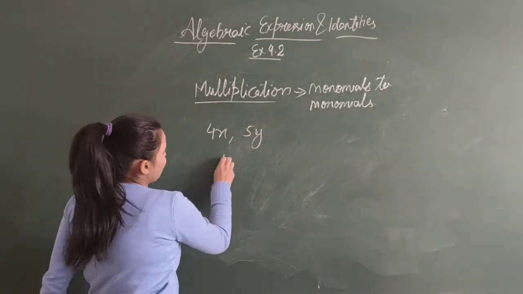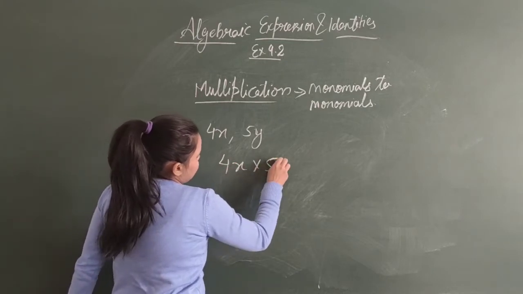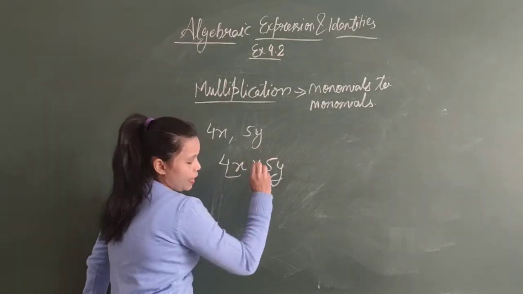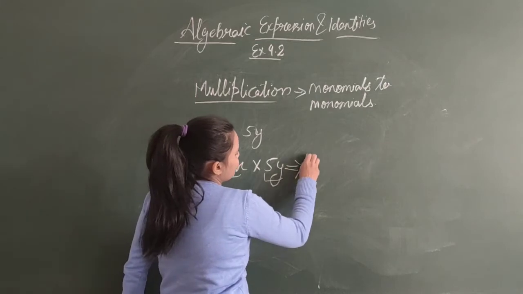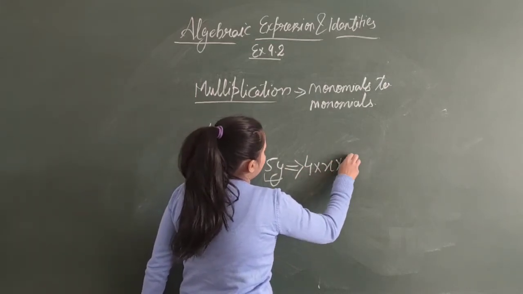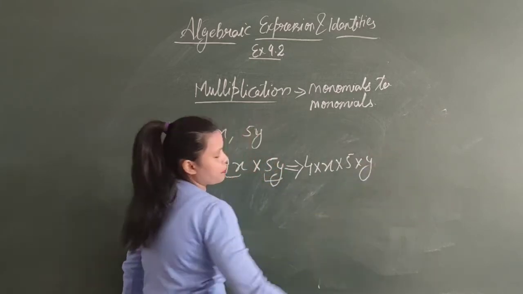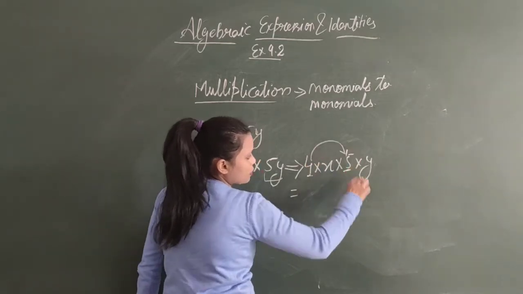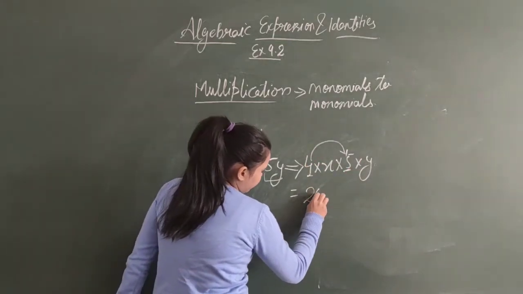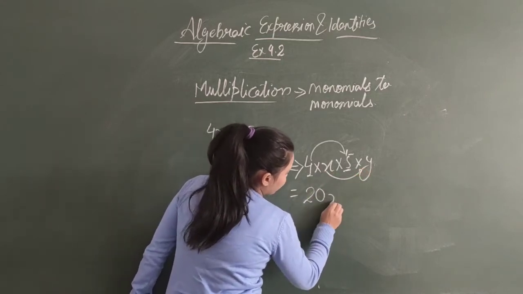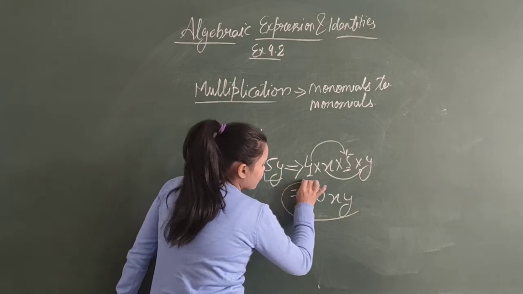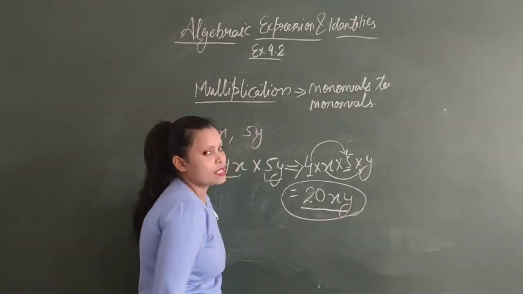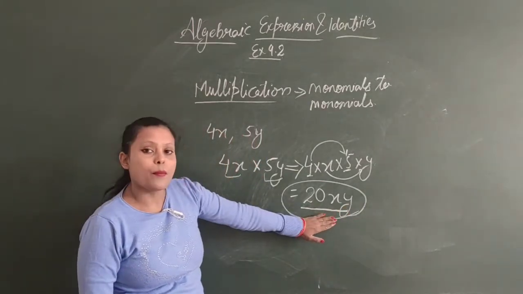So what we will do? We will take both the terms, 4x and 5y, or we can write it as 4 multiply x multiply 5 multiply y, right? So 4 multiply 5, 4 fives are 20, and x multiply y will be xy. So after multiplying 4x multiply 5y, we will get 20xy. So this is the multiplication of monomials.